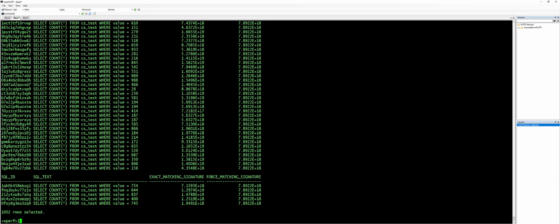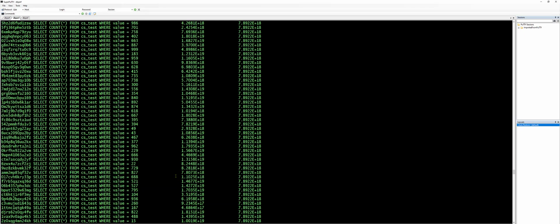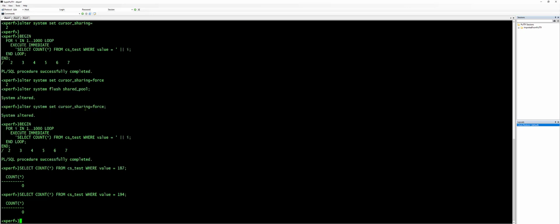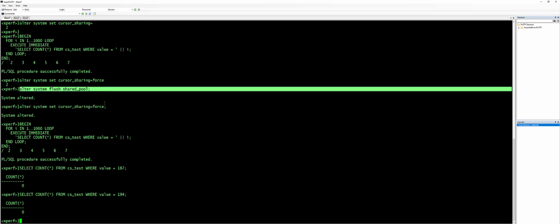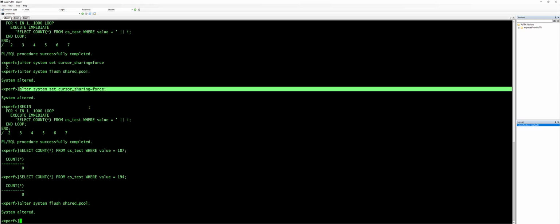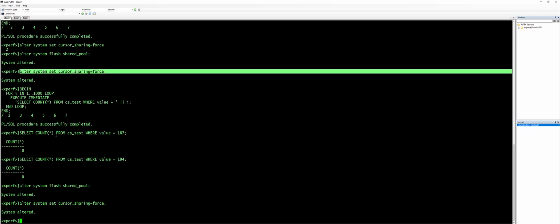Okay, so now if you see, there are 1002 values, so still Oracle is not sharing those SQLs. This is because, again, I need to flush the shared pool for the cursor sharing to be effective. Okay, so now it should work.